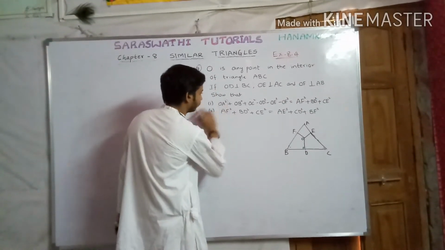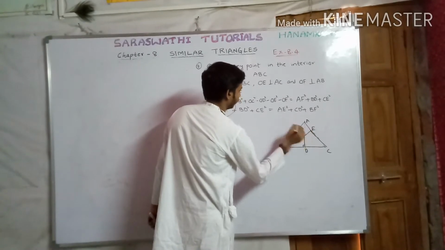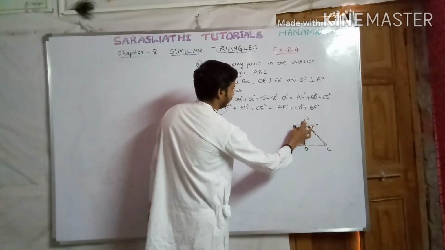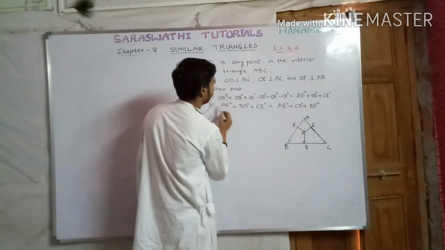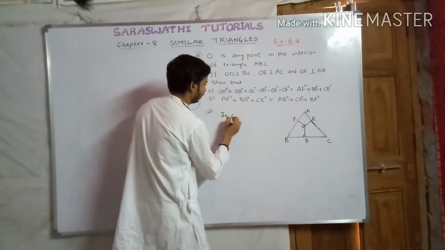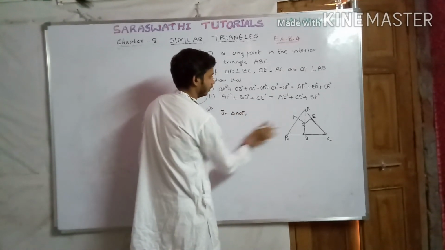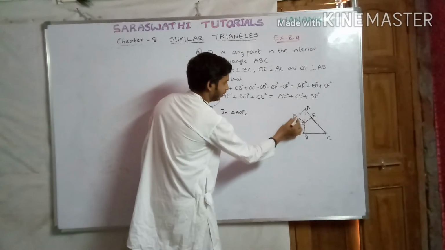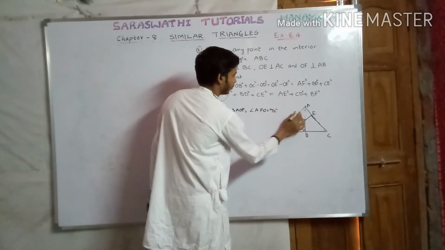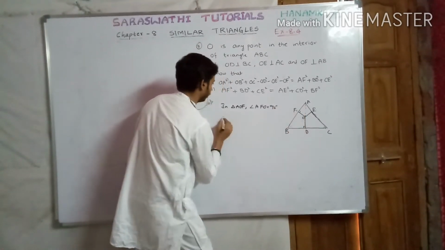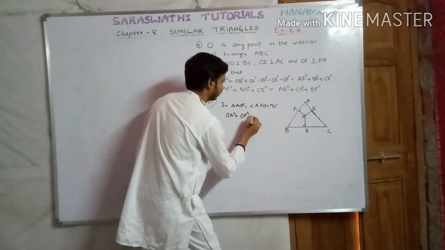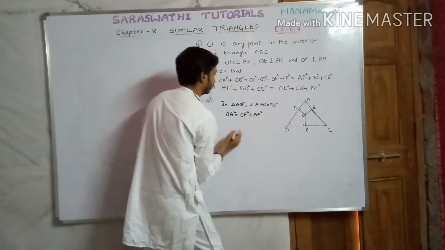Okay. So we have to get OA square. That means consider triangle AOF first. In triangle AOF it consists of OA, AF and OF. OA we have to get, and OF and AF. So consider triangle AOF. In triangle AOF, angle AFO equal to 90 degrees. So if you apply Pythagoras theorem, OA square equal to AF square plus OF square, by Pythagoras theorem.